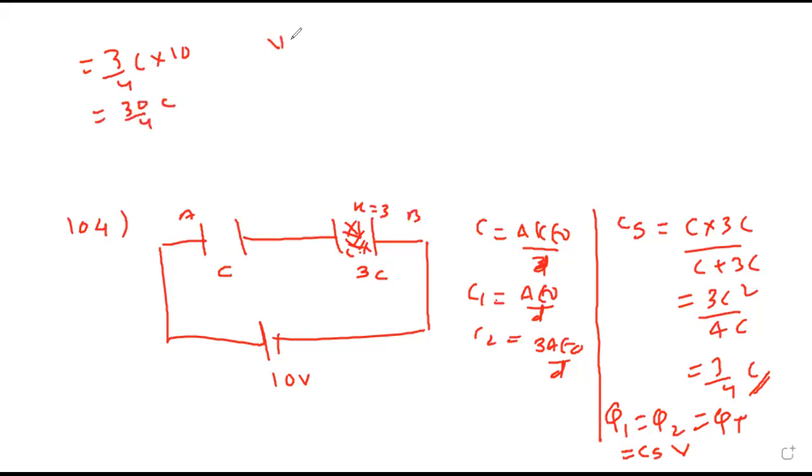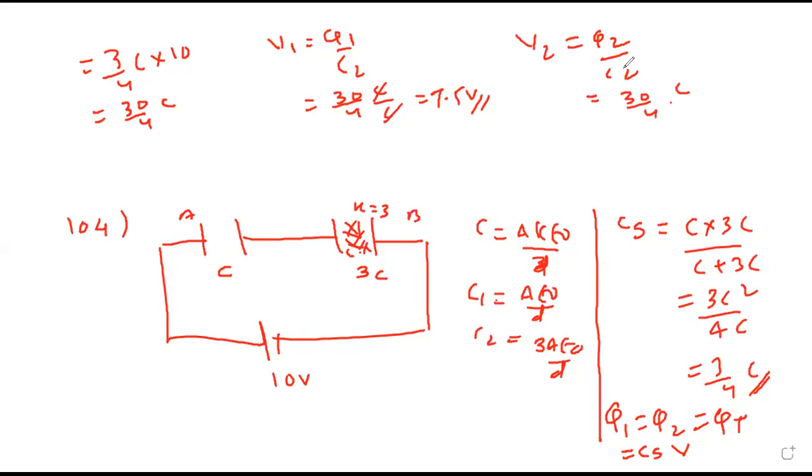Now, voltage across first is Q1 upon C1. Voltage across second is Q2 upon C2. First voltage is 30 by 4C upon C, equal to 7.5. Second one, 30 by 4C divided by 3C, that is 10 by 4 equals 2.5. And total is 10, so once the first is 7.5, automatically the second is 2.5. So 7.5 and 2.5 is the required answer.